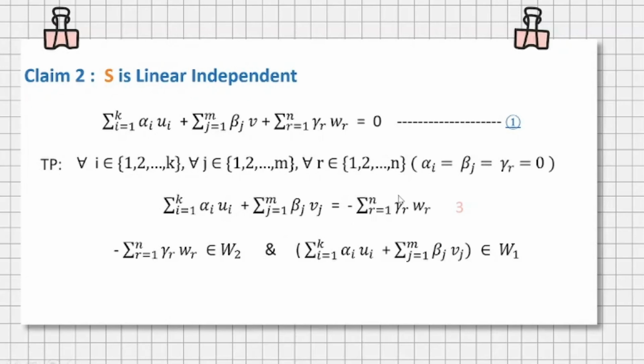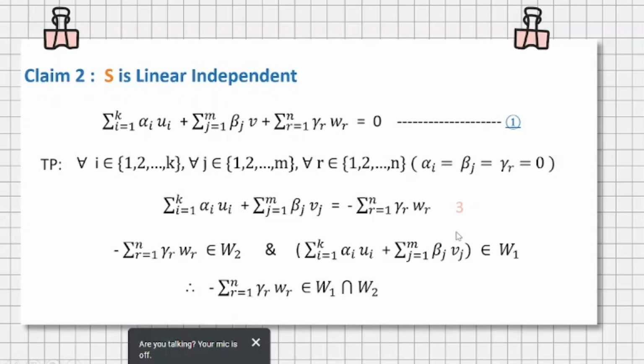Okay, now here RHS equals LHS, right? This equals this. Therefore, this belongs to W2, LHS belongs to W1, and RHS equal to LHS implies that this RHS belongs to W1. The linear combination of minus gamma r wr belongs to W1, right? Yeah, right. Then it belongs to W2 and it belongs to W1. Then it belongs to W1 intersection W2, right? Yes. Does anybody have a doubt? Okay, then I will move to the next slide.